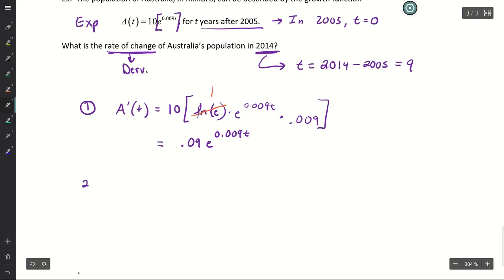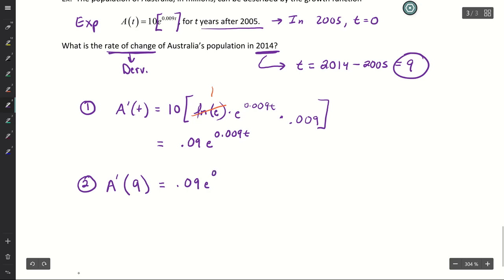Now, as your second step, we're going to plug in the 9 that they indicated there for the year amount. They said they wanted to know what the population was specifically in 2014. So our first step was to take the derivative, and our second step is to evaluate that derivative at the 9. And at this particular point, I would expect you just to plug this in on your calculator.